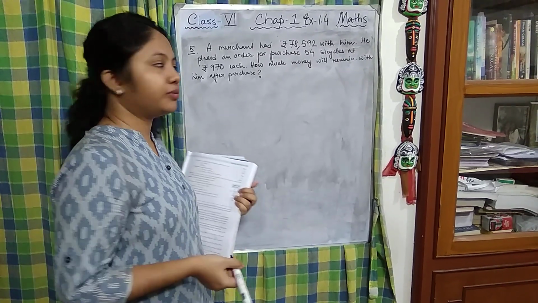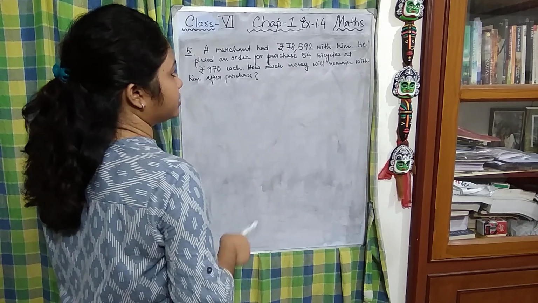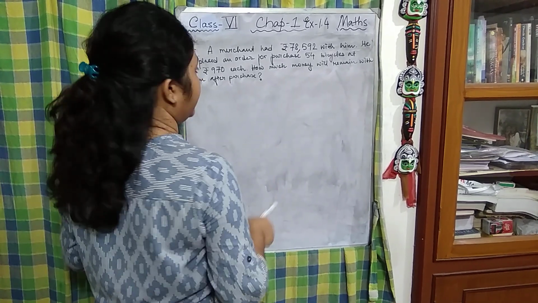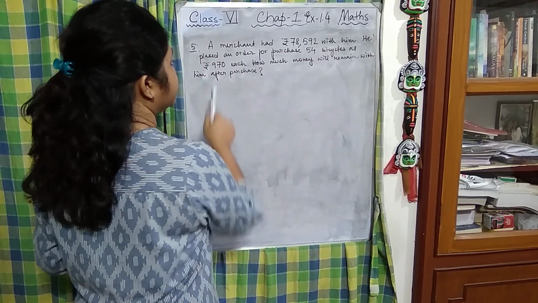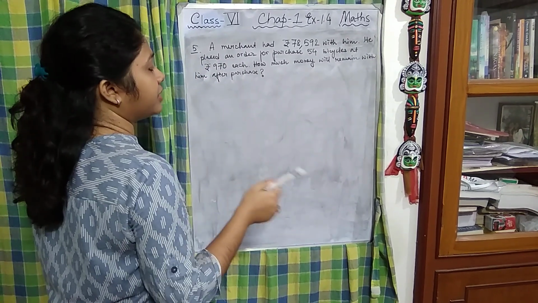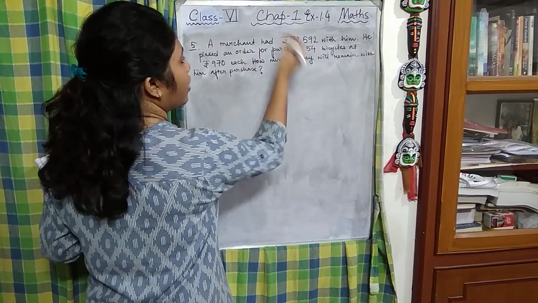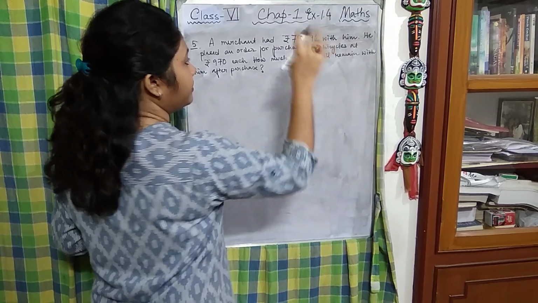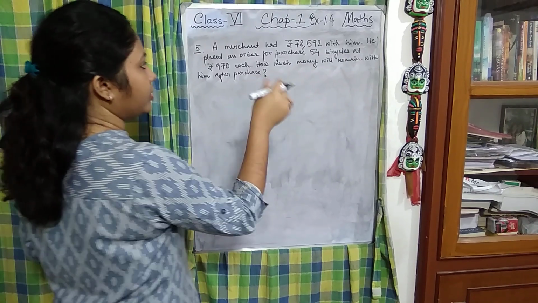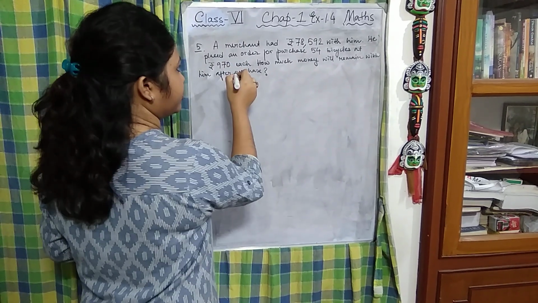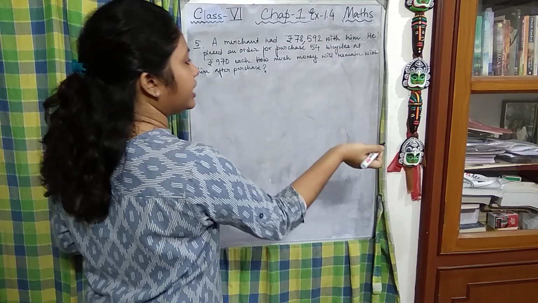Well, now the question number 5 says, a merchant had rupees 78,592 with him. He placed an order for purchase 54 bicycles at rupees 970 each. How much money will remain with him after purchase? Now, what is said is how much money the merchant had before the purchase, okay? And what is the cost of the bicycle? Each bicycle, that is 970 rupees. And how many bicycles he bought? 54 bicycles. So we will write down what is given.